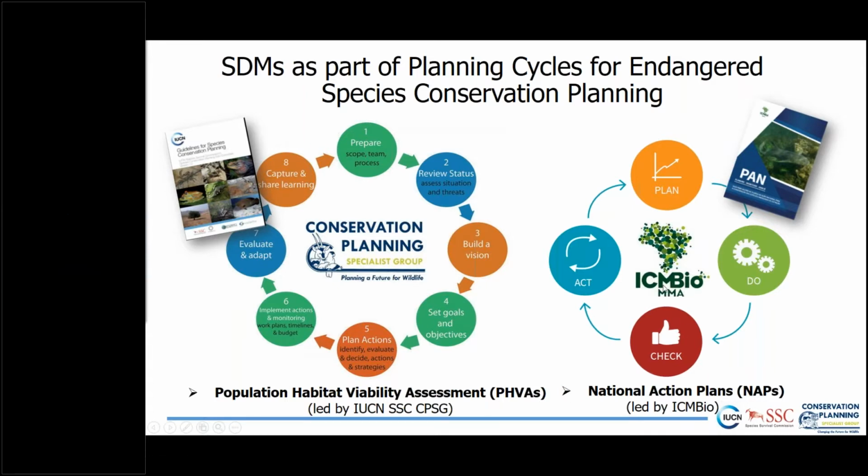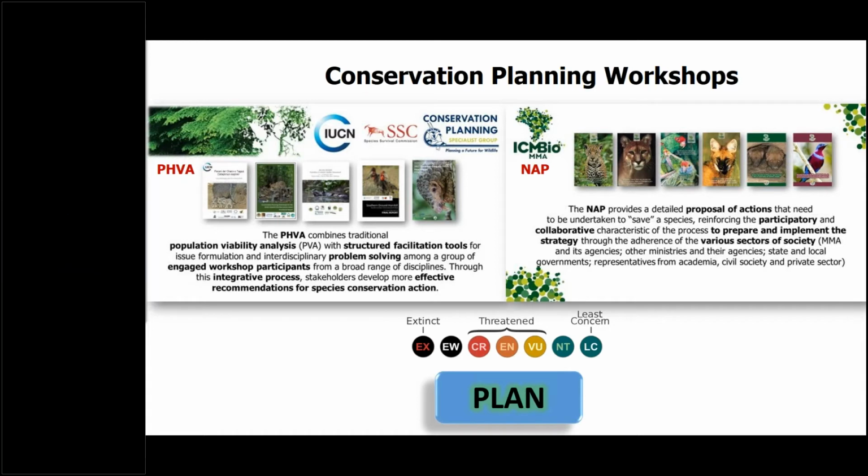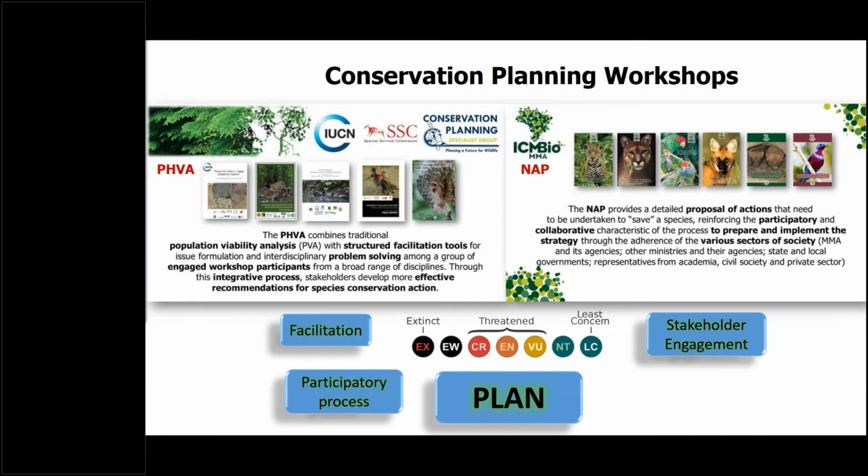And the Chico Mendes Institute for Biodiversity Conservation, a federal agency in Brazil linked to the Environment Ministry, has also used the SDM as part of its planning cycle in the workshop process called National Action Plans, NAPs. So each institution carries on its own planning cycle, but both the PHVA and the NAP are workshop processes developed to assist each species in the red list from IUCN or from the national lists, as in Brazil, for example, to have a plan. And both processes make use of facilitation tools for engaging stakeholders, fostering a learning participatory environment by listing actions and recommendations for species conservation.